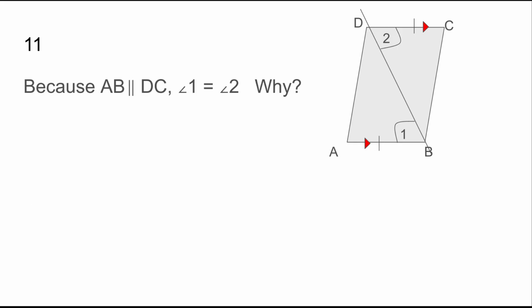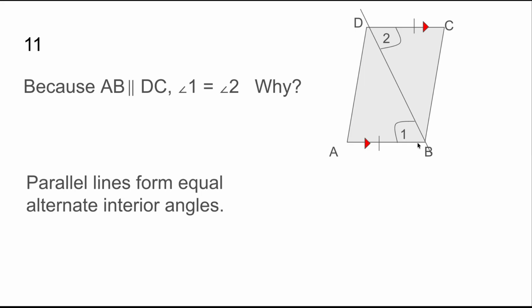Because AB and DC are parallel, and we know that by these little red triangles showing that these lines are parallel, and these dashes show that they are equal in length, then we know that angle 1 and angle 2 are congruent. And why do we know this? Well, we know this because parallel lines form equal alternate interior angles.